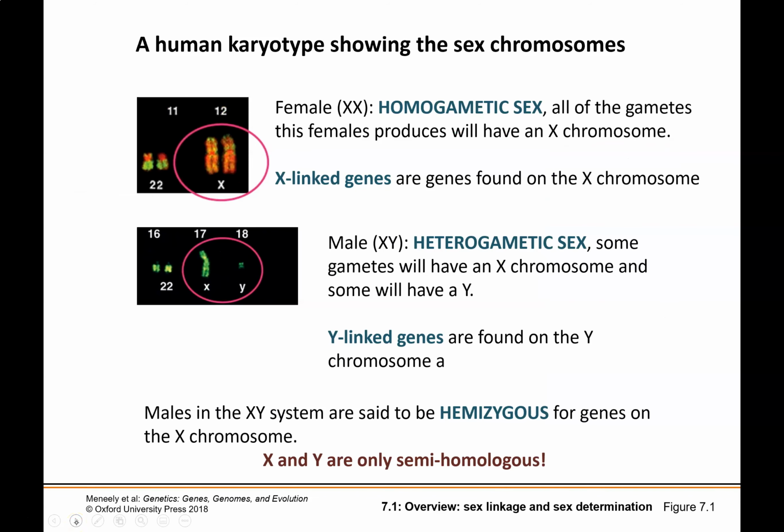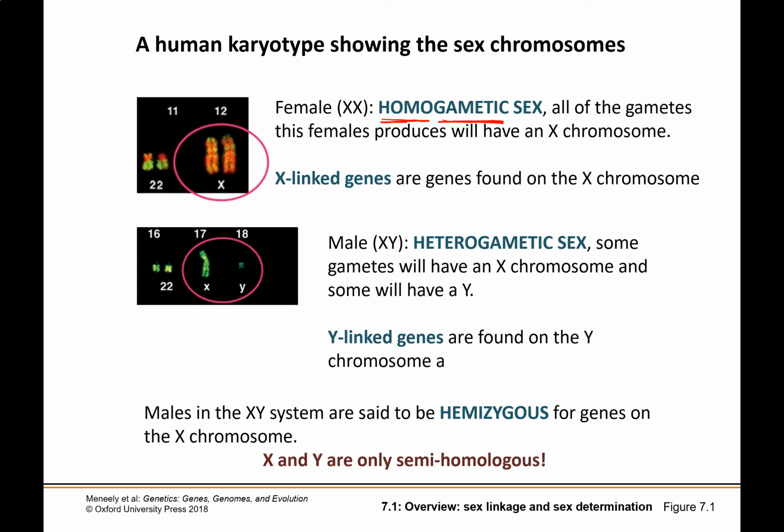So let's start out with some terminology here. Don't let this scare you too much. It's not too bad. Females that are XX, or any other sex chromosome complement where you have two of the same sex chromosomes, are called the homogametic sex. So again, homo means same, gamete means gamete. So each gamete has two of the same type of sex cells. We say that any genes that are found on an X chromosome are X-linked genes. It just means that their location is on the X chromosome.